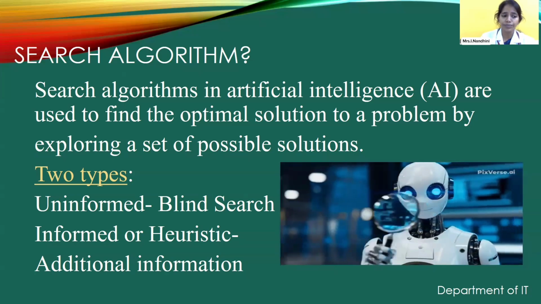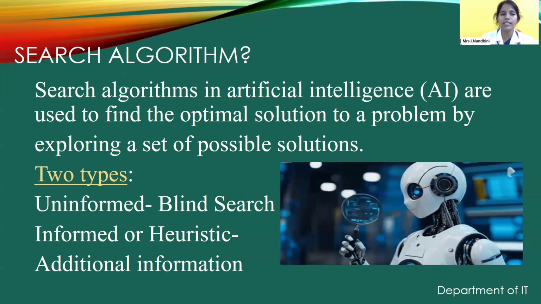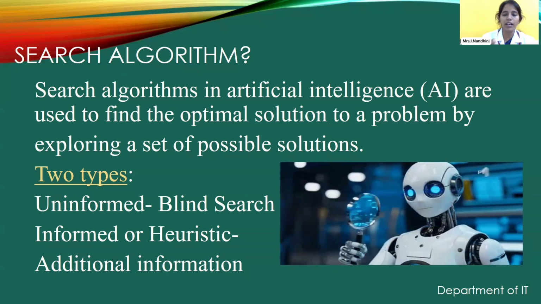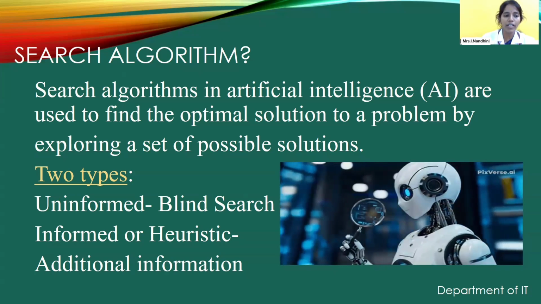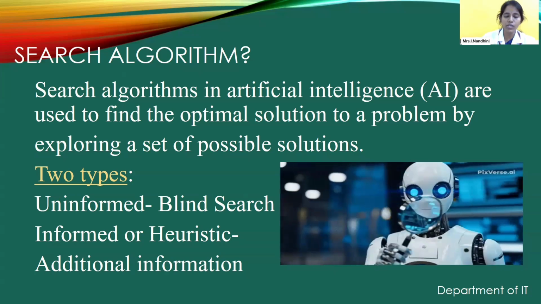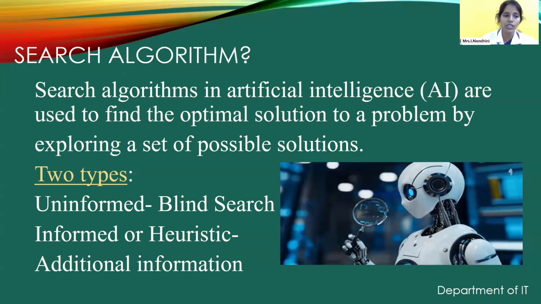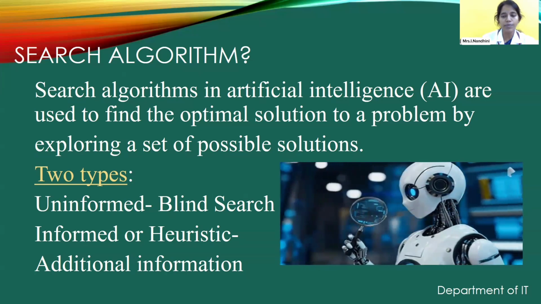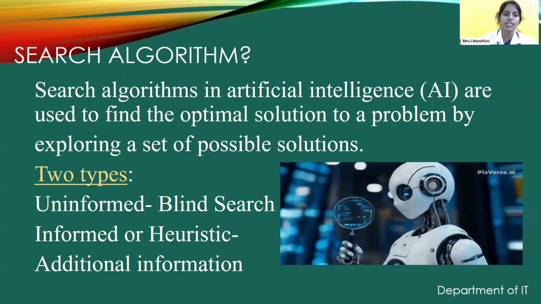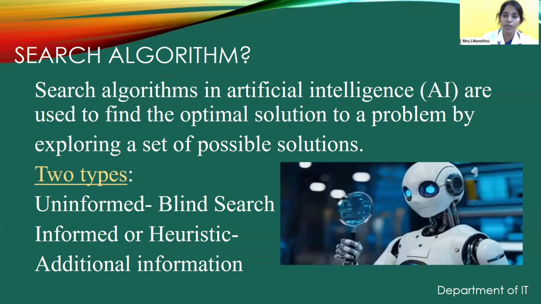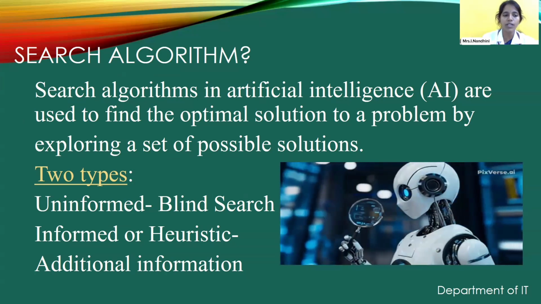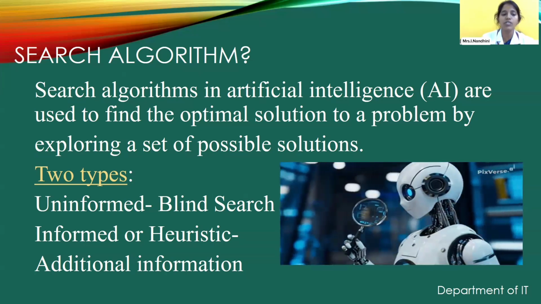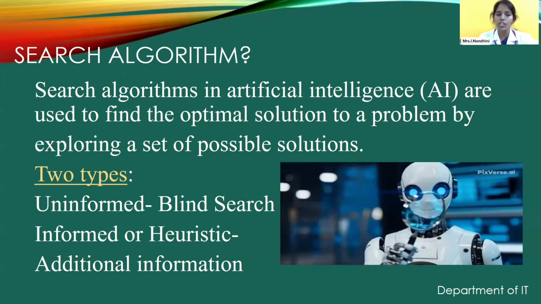There are 4 important properties in a search algorithm. The first one is completeness. Completeness gives a guarantee of finding a solution for the given problem. The next one is optimality. Optimality ensures the discovered solution has the lowest possible path cost. The next one is time complexity, the computational time required to find a solution. The next one is space complexity, the memory used during the search execution. So these are the 4 properties of search algorithms.